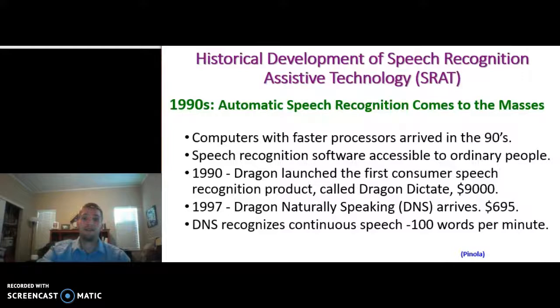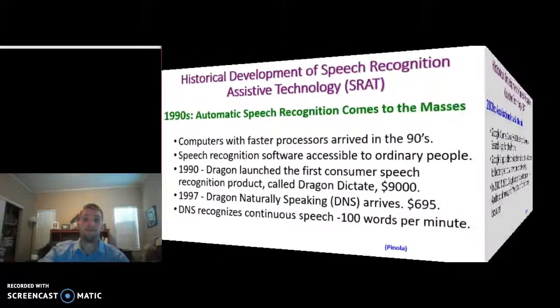In the 1990s, automatic speech recognition comes to the masses in computers with faster processing speeds. Speech recognition software was accessible to ordinary people. Dragon launched the first consumer speech recognition product, called Dragon Dictate, for $9,000 in 1990. In 1997, Dragon NaturallySpeaking, or DNS, arrived, and it cost the consumer $695. Dragon NaturallySpeaking recognized continuous speech up to 100 words per minute.